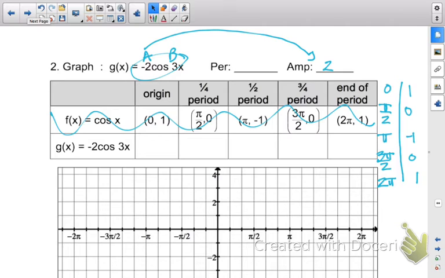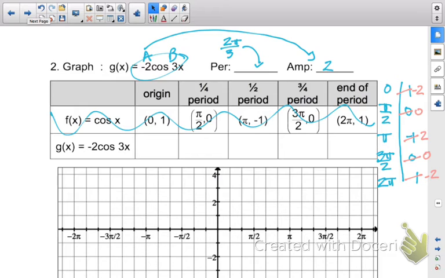The B helps us find the period. To find the period, we do 2 pi over B. Does 2 pi over 3 reduce? If not, that is the period of the function. So I go through and I do the exact same thing I did on the last one. I take each of my y's and I multiply them by negative 2. Notice you don't multiply them by the amplitude, you multiply them by the actual A value. So that gives me negative 2, 0, 2, 0, and negative 2.